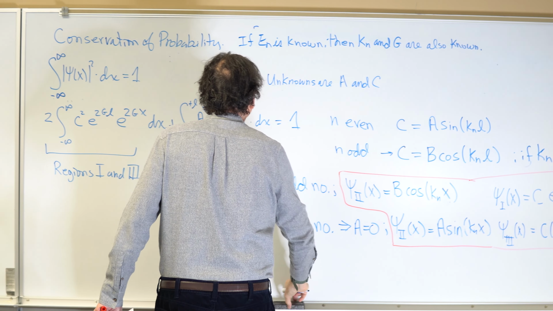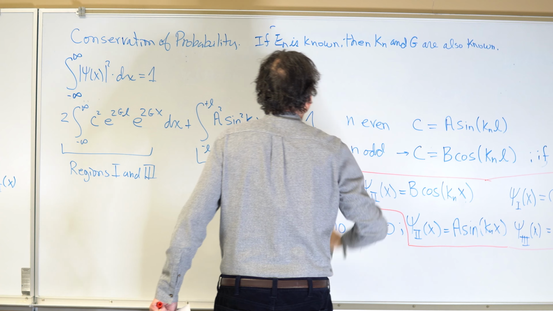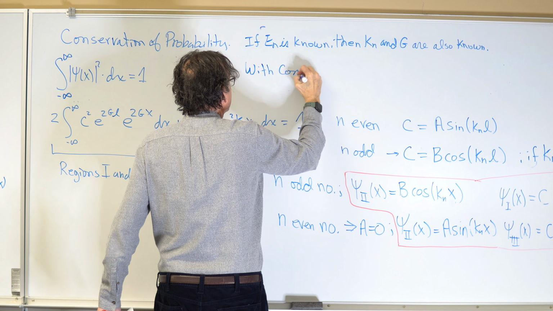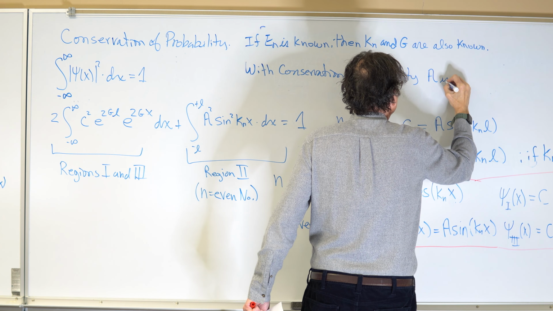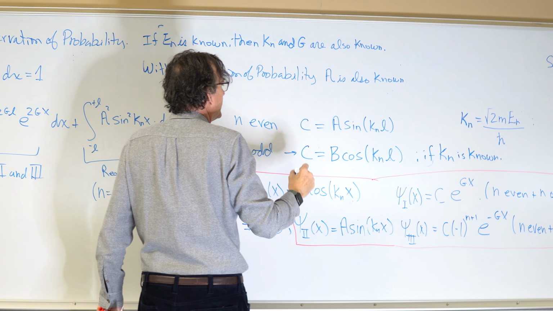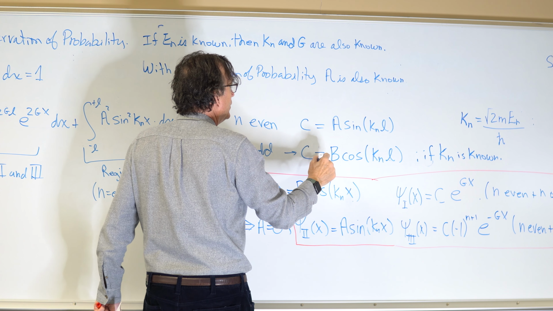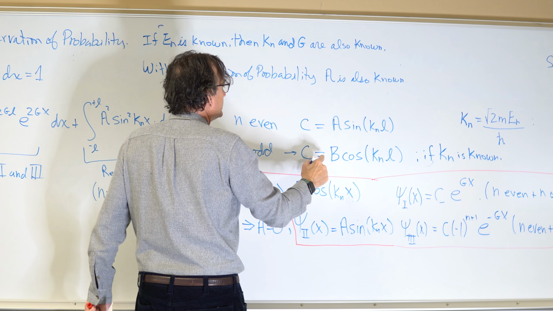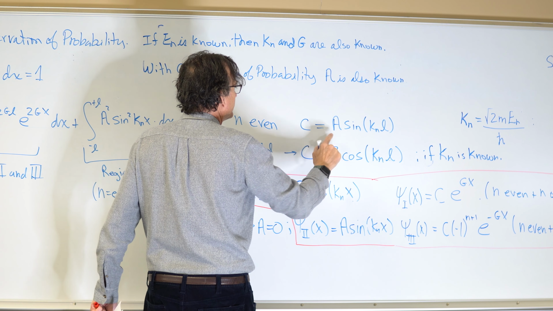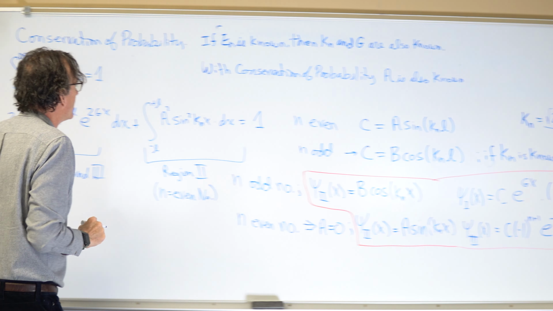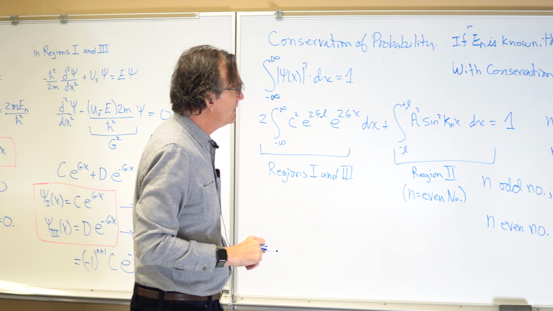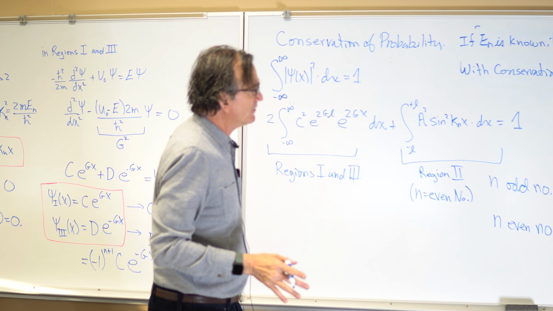And then, with conservation of probability, A is also known. And then that means, of course, that I also can find out what C is. If I know what A is, then C is known. So this is how you solve the problem using conservation of probability. And I think I will stop there. We'll stop there.